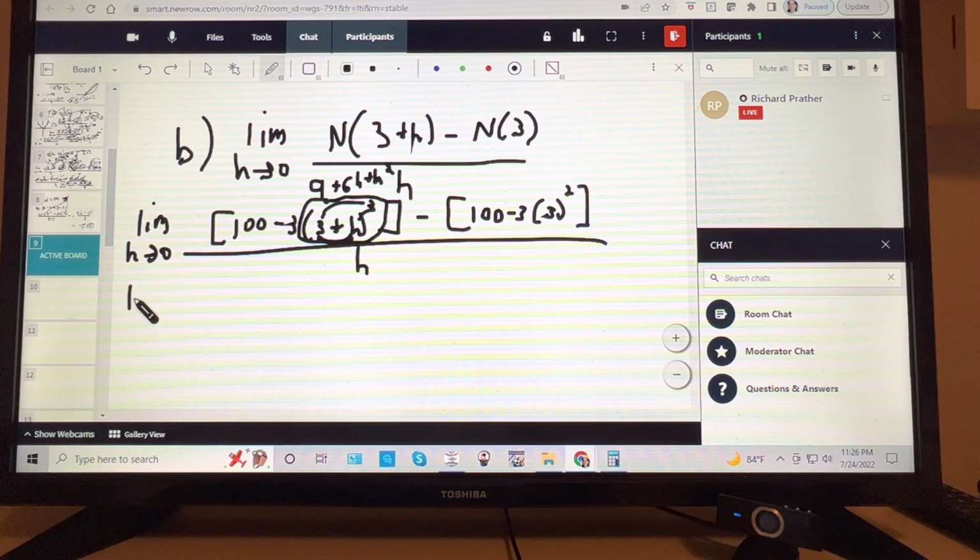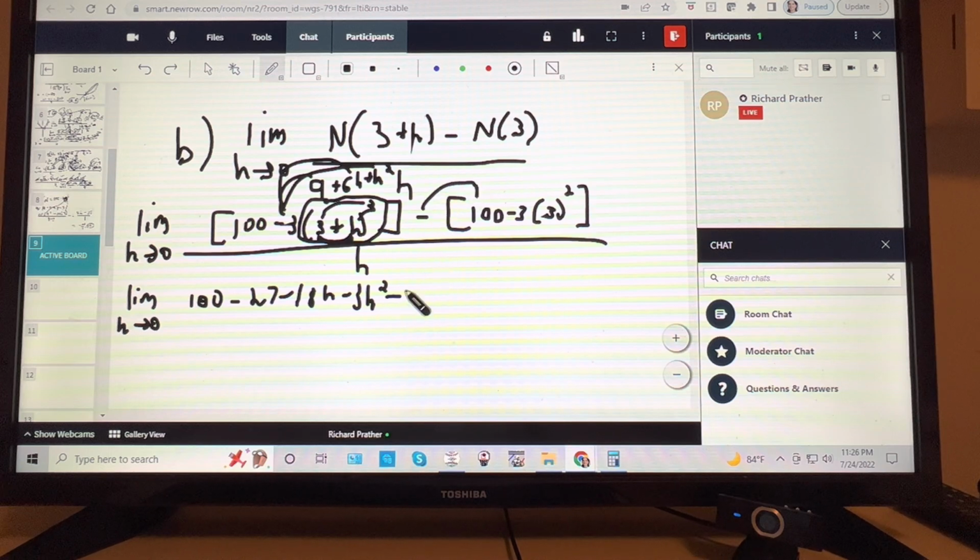So I've got limit as h approaches 0. There's the 100. And then I'm going to distribute this -3 and get -27, -18h, -3h squared. That only has 4 terms, and the last time we did one we had 6. So now put the negative on this stuff. There's -100, and that should cancel. Yes, it does.